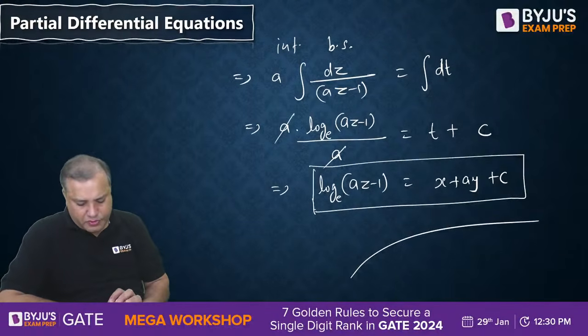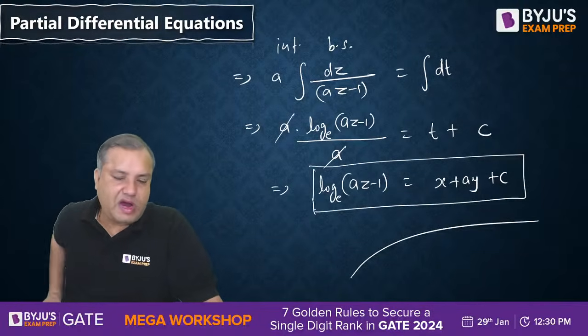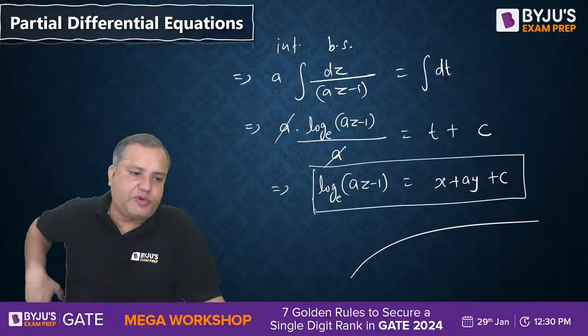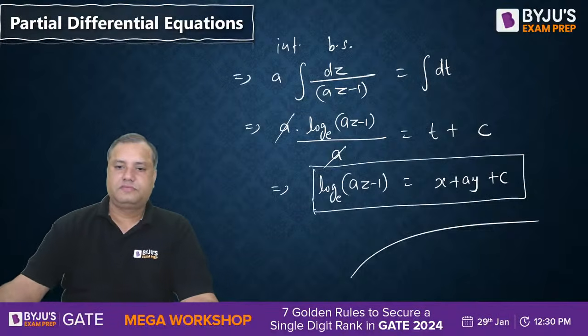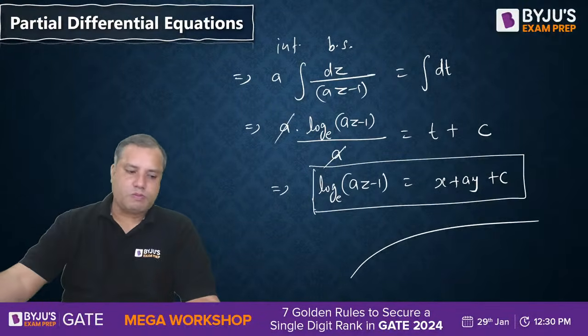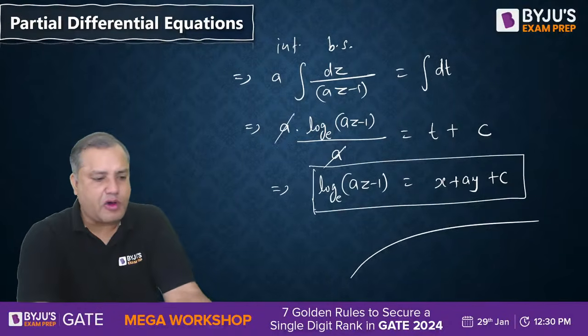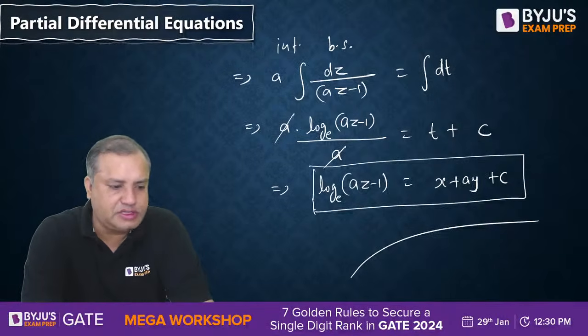So I hope you have understood how to approach type 2. Yes, the identification part is really very important. I need a response from all of you. All means all.